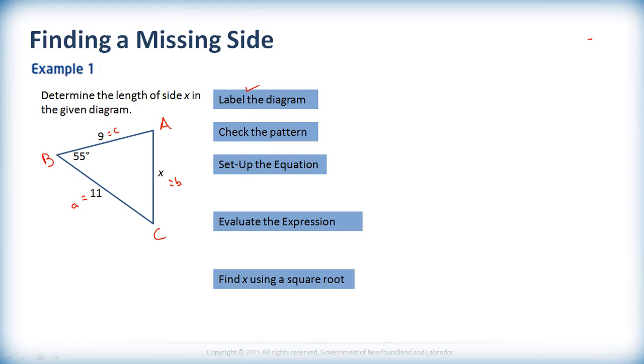Okay, so the first thing we have to do after that is check the pattern to make sure we've got everything we need. So remember, finding a missing side, we have to have that side-angle-side pattern where we have two sides and their included angle, and that's what we've got here. So the pattern looks good. Now we have to set up the equation. So how do we set up this equation?